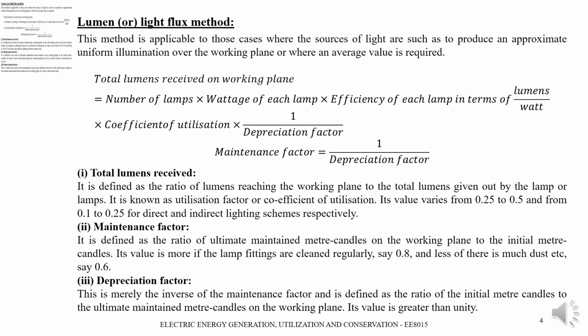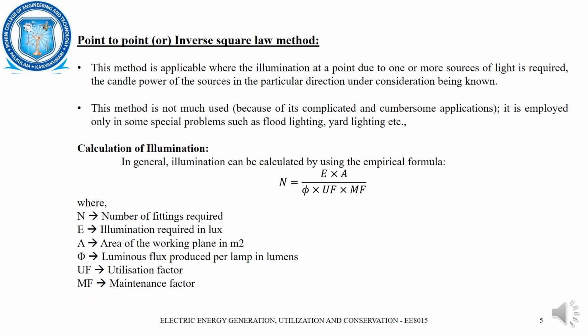Lumen light flux method. This method is applicable to those cases where the sources of light are such as to produce an appropriate uniform illumination over the working plane, or where an average value is required. Total luminance received is defined as the ratio of lumens reaching the working plane to the total lumens given out by the lamp. It is known as the utilization factor or coefficient of utilization. The value lies between 0.25 to 0.5.